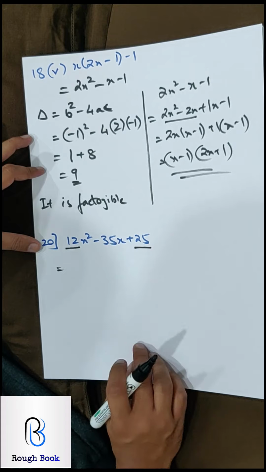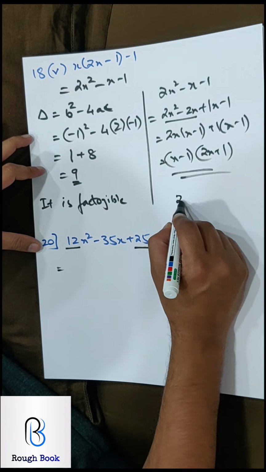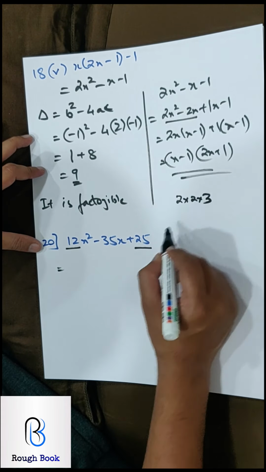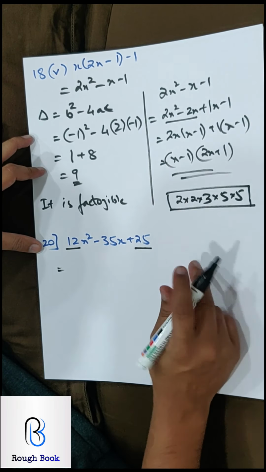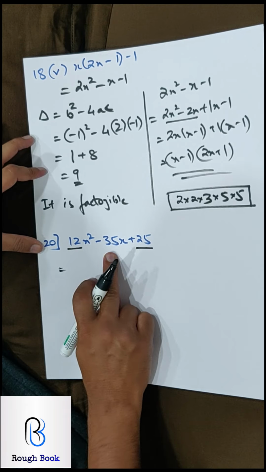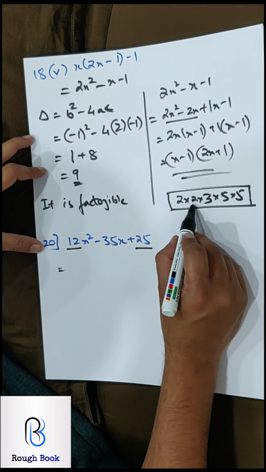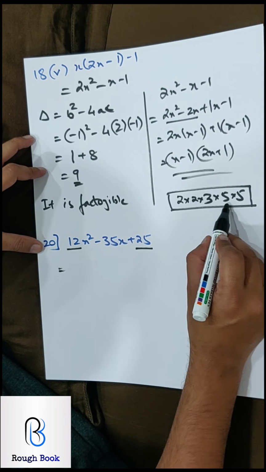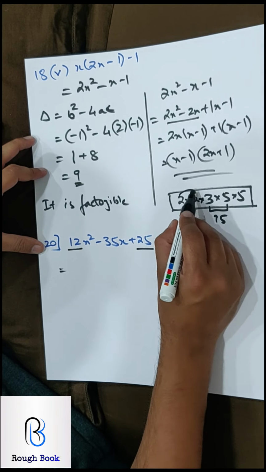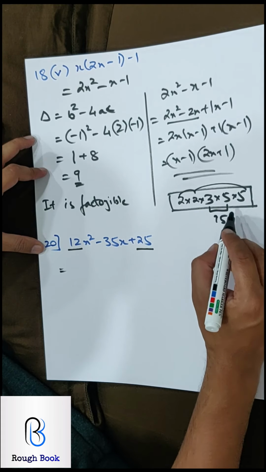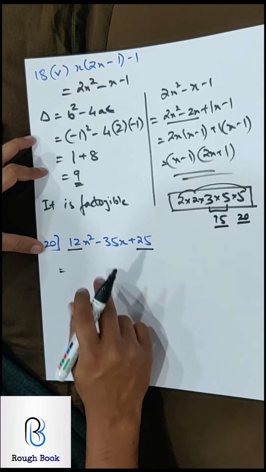So 12 and 25 to get 35. So factors of 12, 2 2s are 4, 3s are 12 and 25, 5 into 5. So I got my factors. Now let's see from this how will I make 35. What steps should I take? So 2 2s are 4, 4 5s are 20 and 15. Superb. I got it in the first go. This is 15 and 2 2s are 4, 4 5s are 20. So 20 and 15 will give me 35.